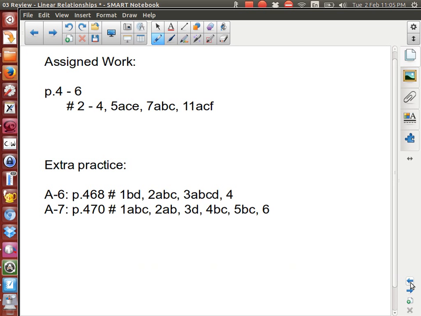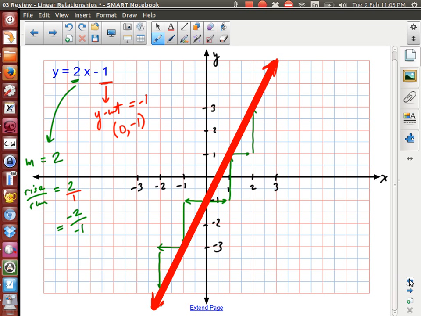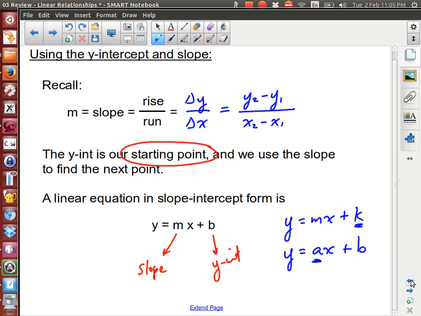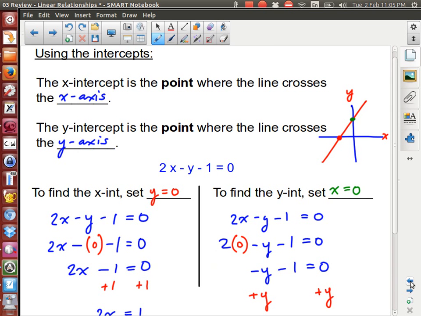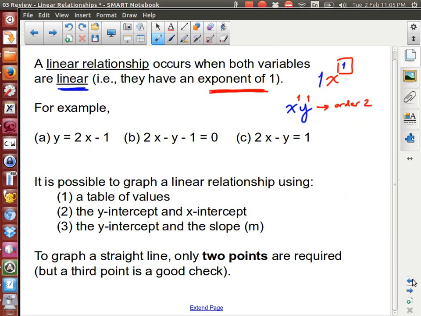Okay? So we've got 3 different ways to find the picture, the graph that goes along with a linear relationship. Linear relationship, we've got linear terms. Everything is only order 1, so an order 2 term wouldn't work. And we can graph it 3 ways. Table of values is always your kind of first line of defense. If you can't remember to do anything else, table of values will work. Then we can also look at the x-intercept and y-intercept. We can also look at the y-intercept and slope.